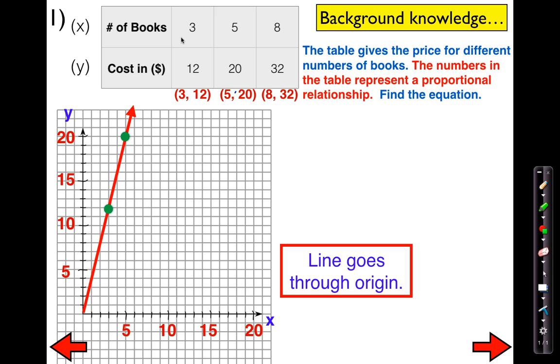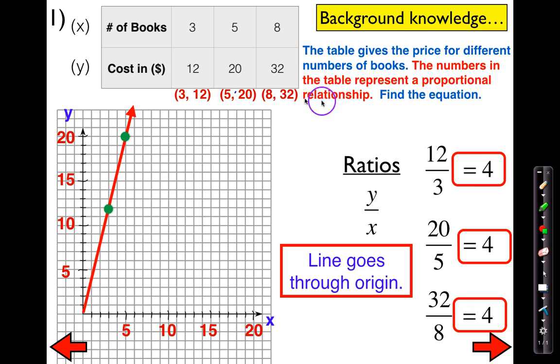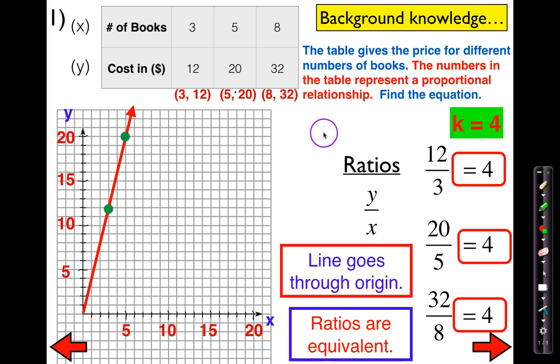Here the line does go through the origin, which is a good sign for being a proportional relationship. My ratios would still be set up as y over x. So here I would have 12 over 3, which reduces to 4. Here I'd have 20 over 5, which also reduces to 4. And here 32 over 8, which again reduces to 4. So this means my constant of proportionality is 4. Since all the ratios are equivalent, I know it's a proportional relationship.